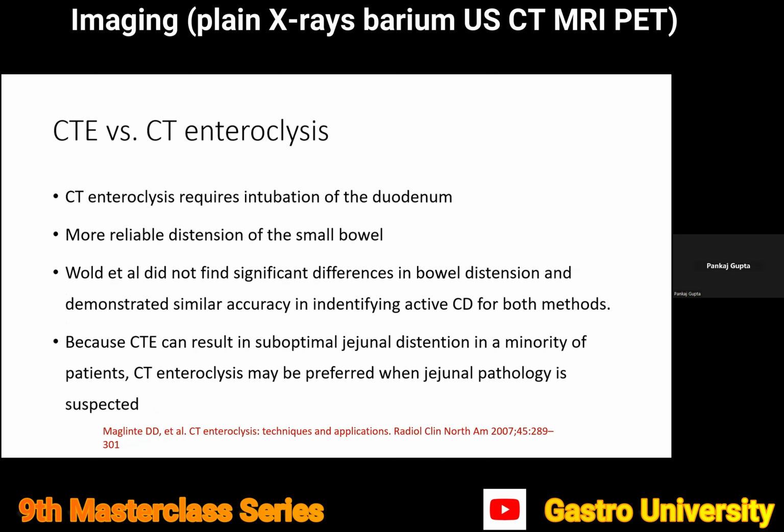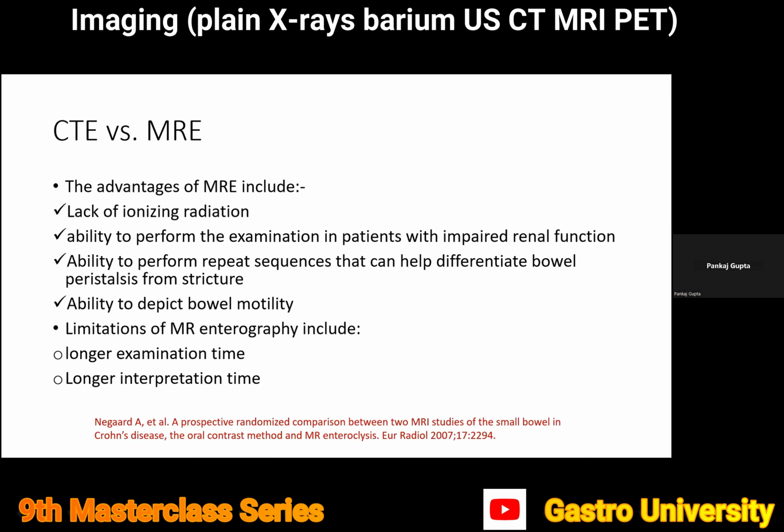The other important thing for the students is what is CT enteroglysis, and how does it differ from CT enterography. So we should remember that CT enterography is now the standard technique, and we use CT enteroglysis very sparingly, at least in our centers, and I am aware of the other centers in India also, that most of the centers use CT enterography. CT enteroglysis basically involves intubation of the duodenum under fluoroscopy, and hence it increases the radiation dose as well as discomfort to the patient. And some of the studies have shown that the distension achieved with CT enterography is comparable to that achieved with CT enteroglysis.